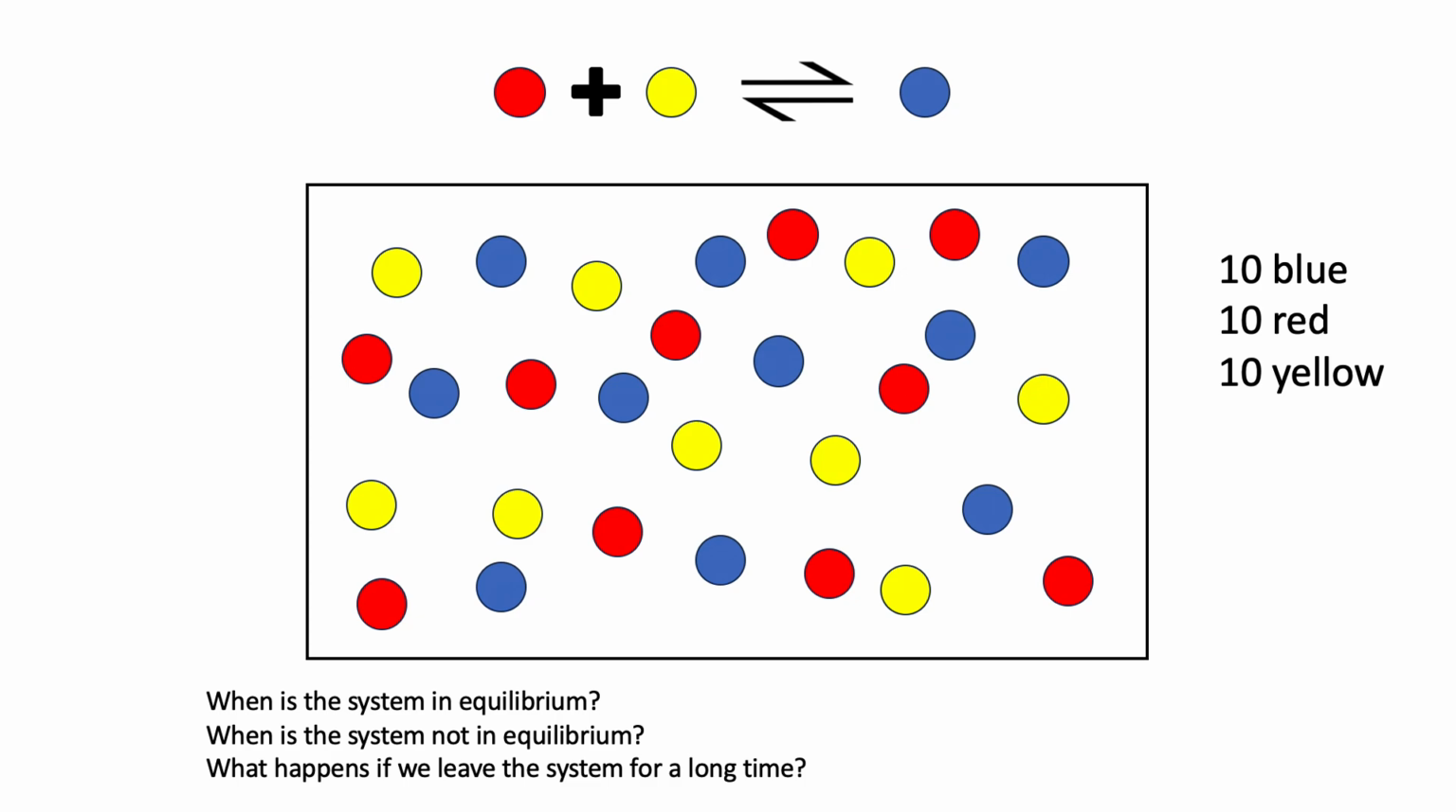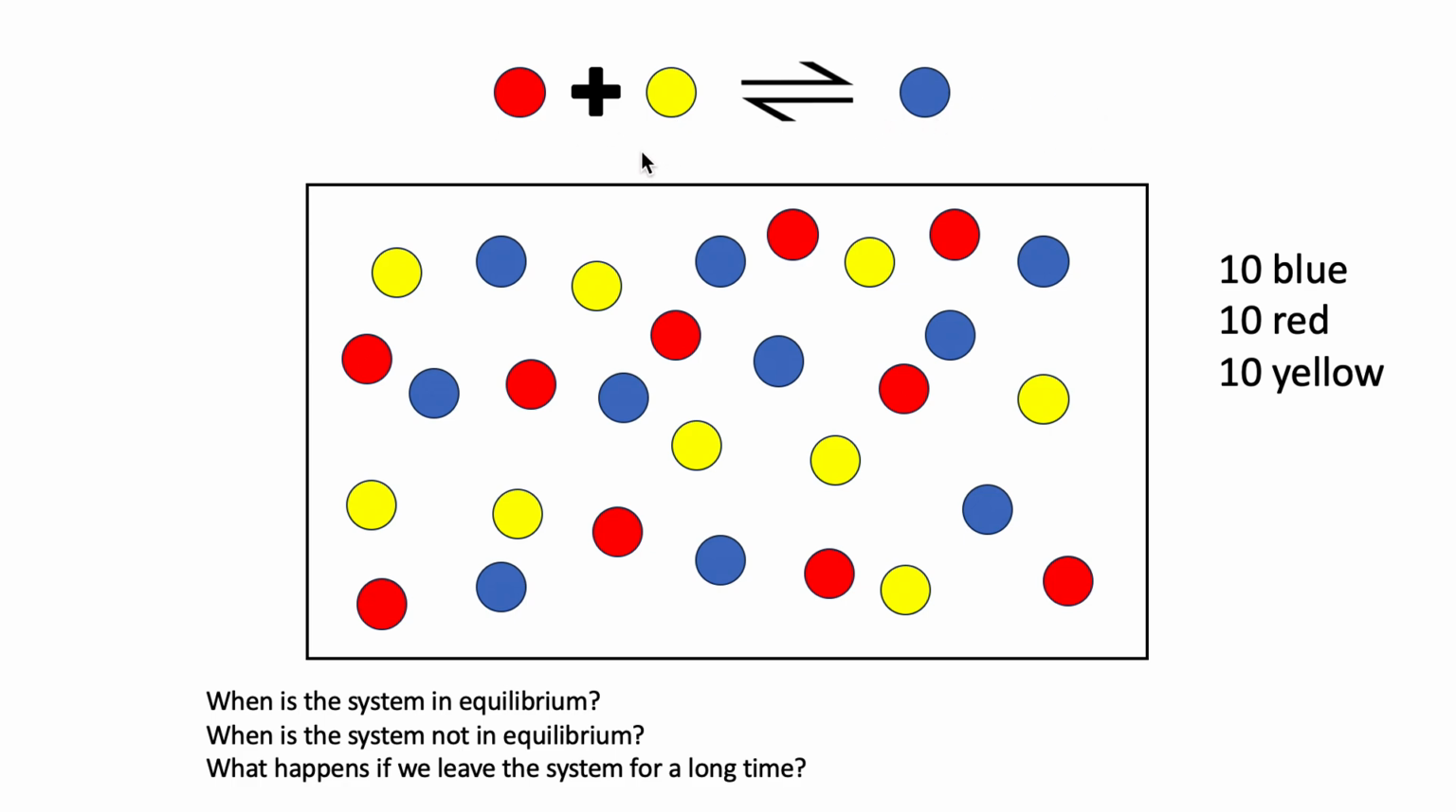This video is about reversible reactions and how they reach equilibrium, and also how the equilibrium can shift position. And that's something we talk about as Le Chatelier's principle. So you've got an example of a reversible reaction here. You can tell it's reversible because it's got the reversible reaction sign saying that it can go both forwards and backwards. So red and yellow can join to make blue, and blue can decompose into red and yellow.